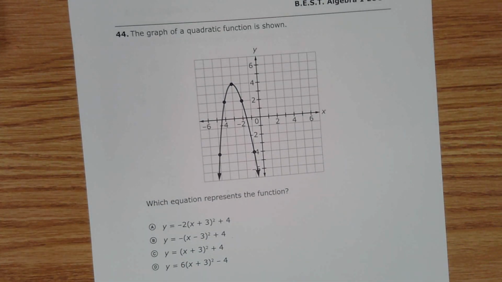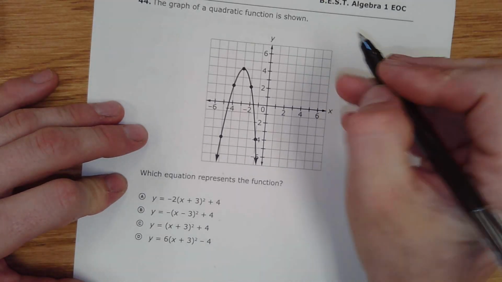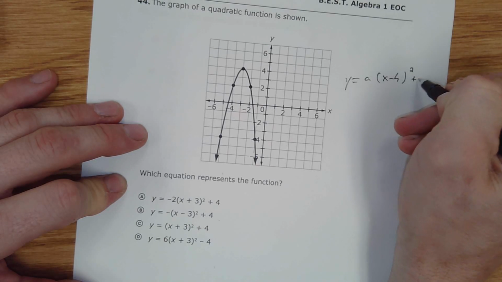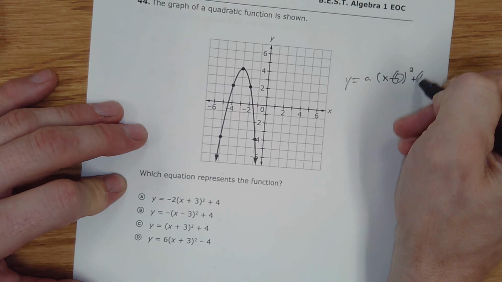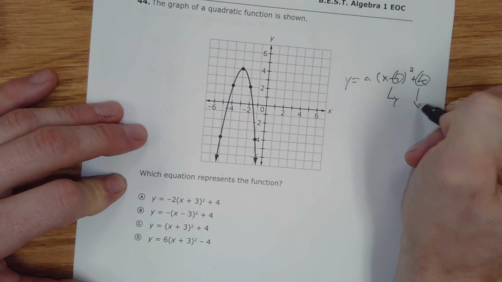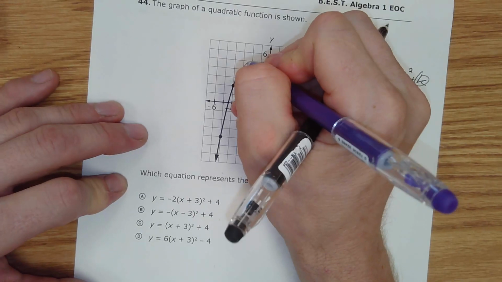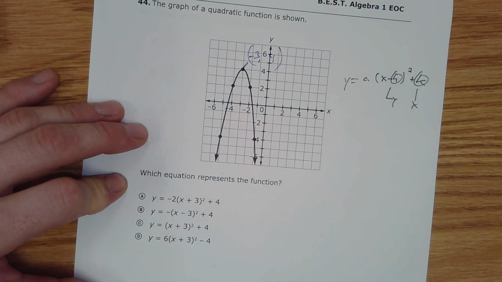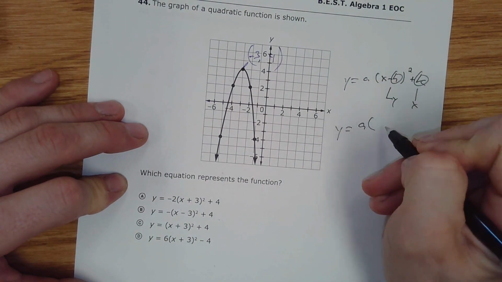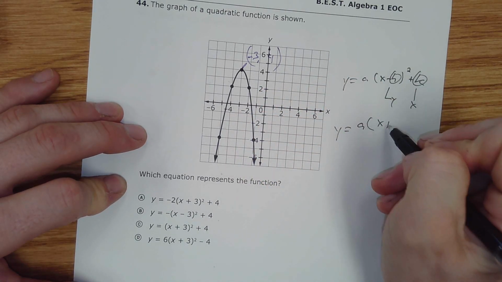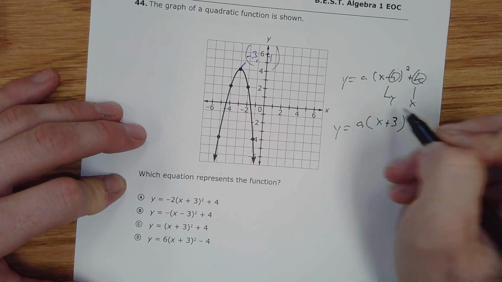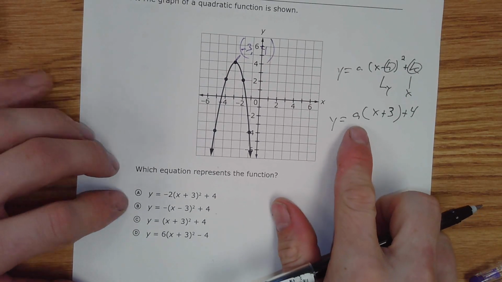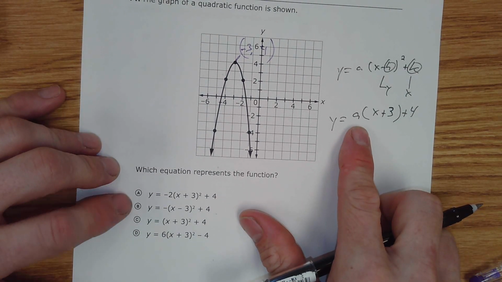Number 44, I have a parabola. Remember, it's y equals a times x minus h, quantity squared, plus k, where this is my y value and this is my x value, my vertex. Because my vertex is at -3 and 4, my equation is going to be y equals a times x plus 3, quantity squared, plus 4, because it's not minus k, it's just plus k. That's my equation. I don't know a yet, but I can eliminate some of the options.